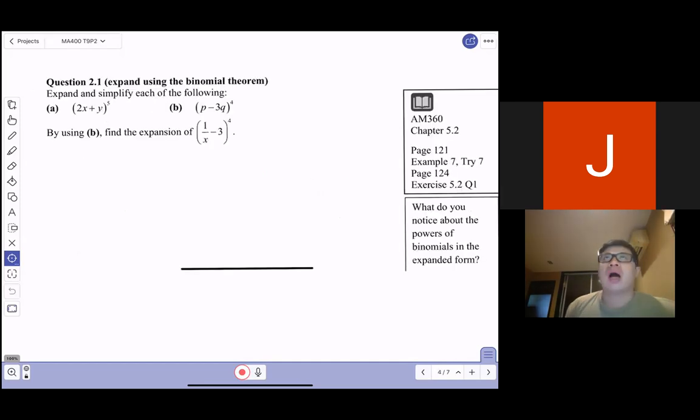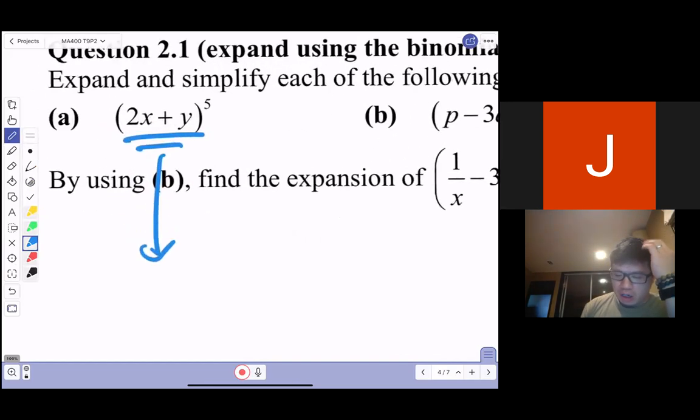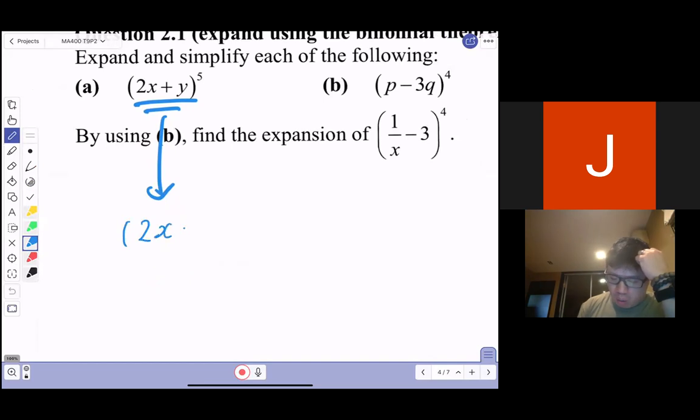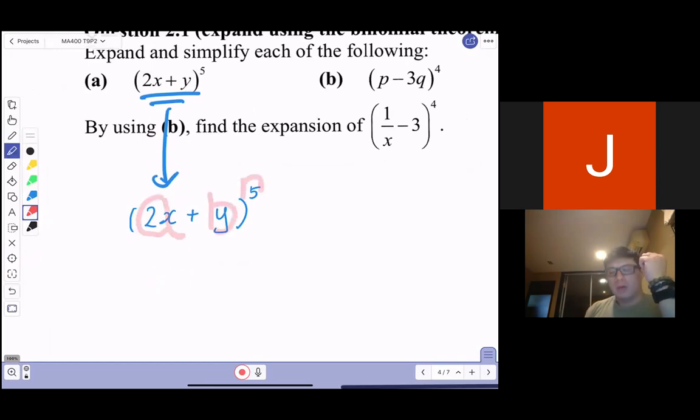So now how do I apply the formula? Let me just go through example 2.1. Very simple. Say I look at 2x plus y power 5. Look at this and you see, this is my a, this is my b, and this is my n. And this is of course plus. So I just follow the formula.